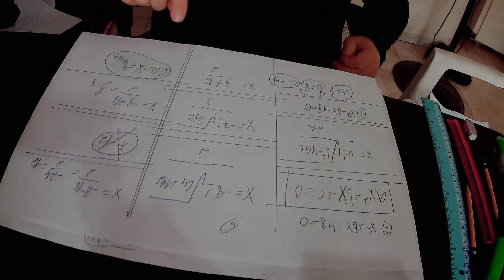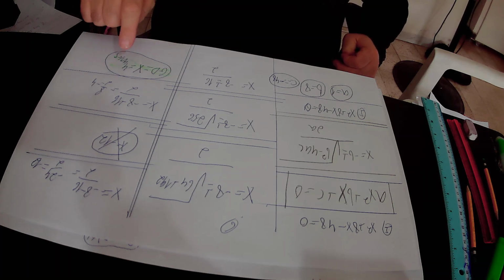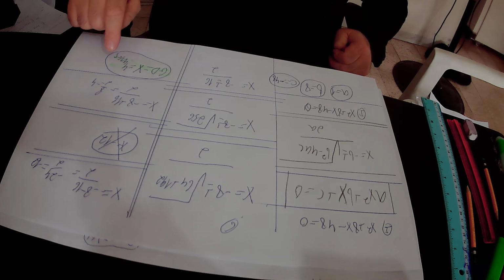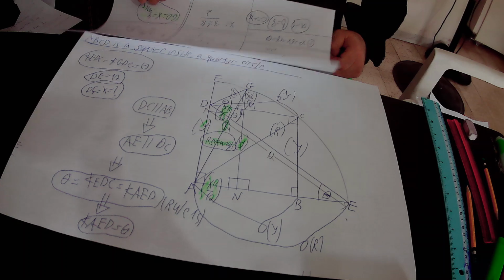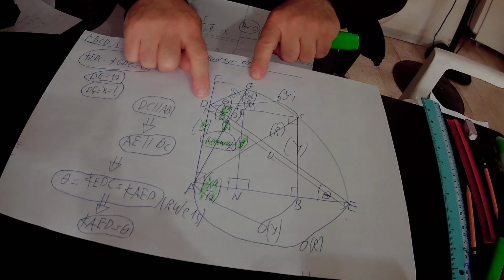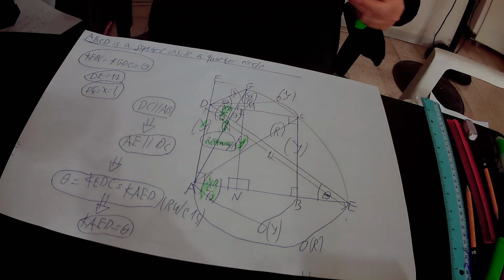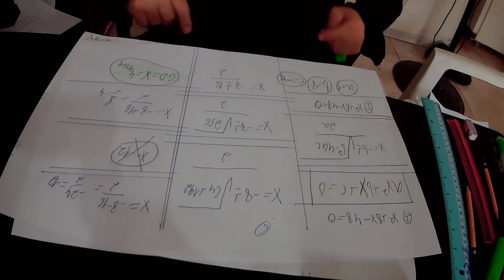The positive solution for x is x equals minus 8 plus 16 over 2. Minus 8 plus 16 is 8, and 8 over 2 is 4. So we find out that the length of this segment GD is equal to x, which is equal to 4 units. Okay, thank you very much.